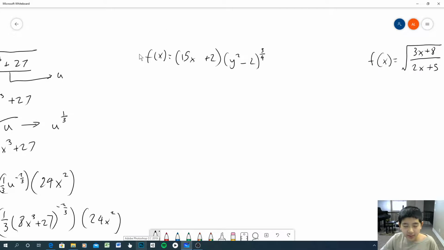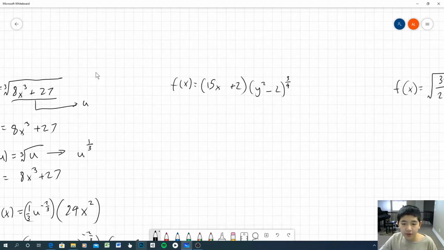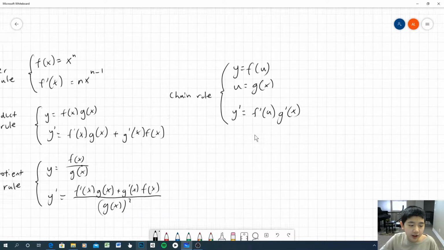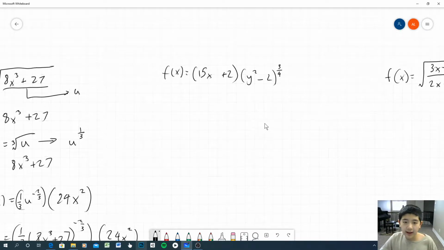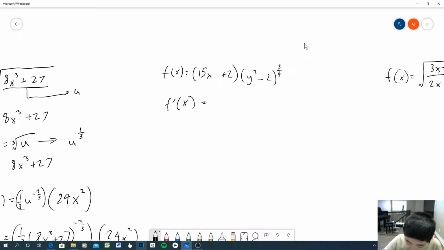So this question will take in both the chain rule and the product rule. So we can go back and do it right here. So f prime x is going to be the derivative of this times that. So the derivative of that, so 15 times y squared minus 2, plus the derivative of this times that.